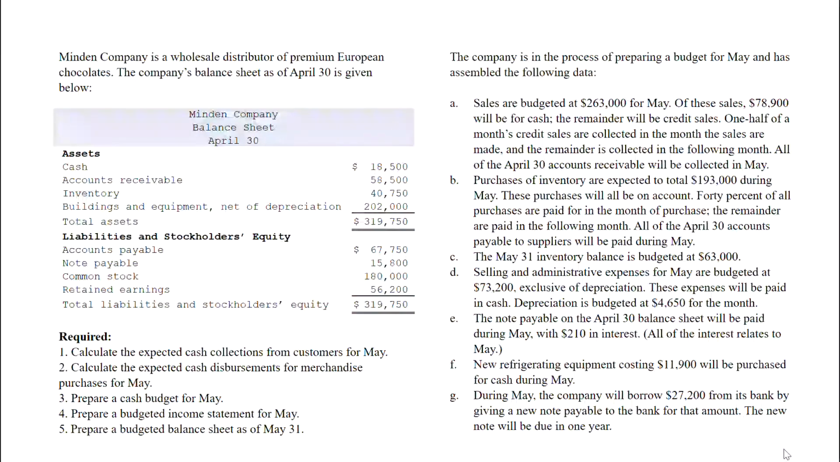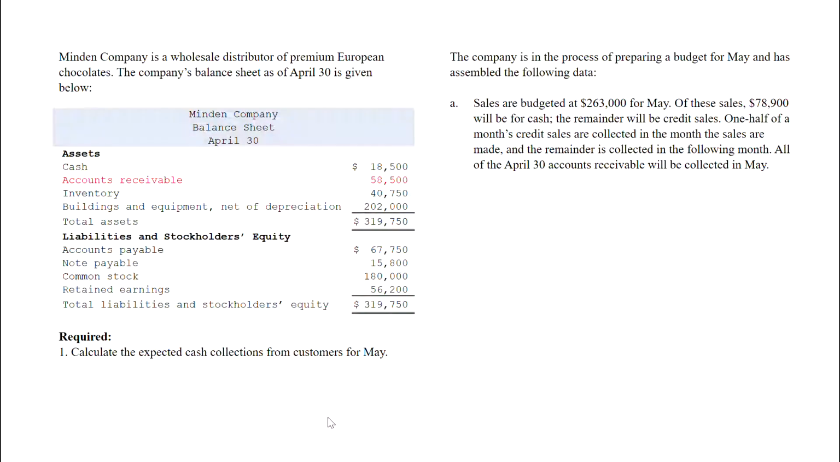In this video, I'm going to cover a similar example to problem 819, and I'm going to focus in this first video on the first three items: expected cash collections for May, expected cash disbursements for May, and a cash budget for May. I'm going to have a separate video for the budgeted income statement and budgeted balance sheet. First thing we'll focus on is point number 1, expected cash collections from customers for May.